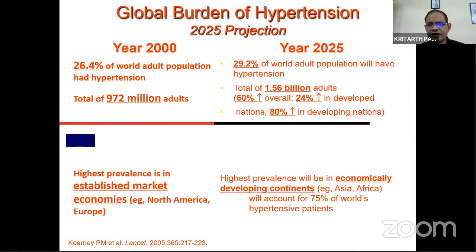About the global burden of hypertension: in 2000, 26.4% of the world adult population had hypertension, but it is estimated to be 29.2% in 2025. The total burden of hypertension in adults was 972 million worldwide, but it is increasing, approximately 60% overall, 24% in developed countries and 80% in developing countries. This is a high marker for us that the increase in hypertension in developing countries like Asia and Africa is greater. But initially it was seen that hypertension was more prevalent in developed countries like North America and Europe.